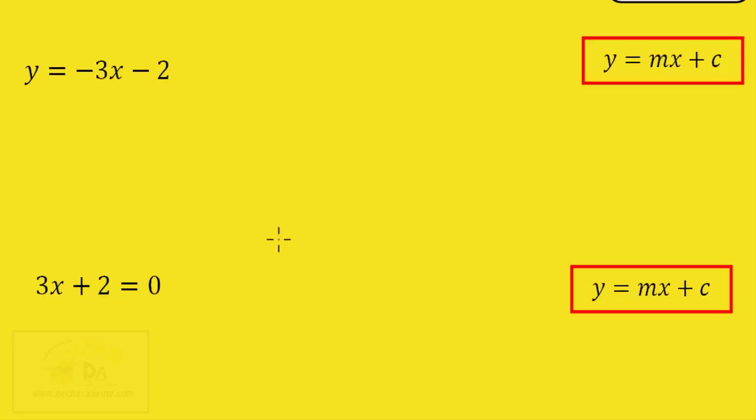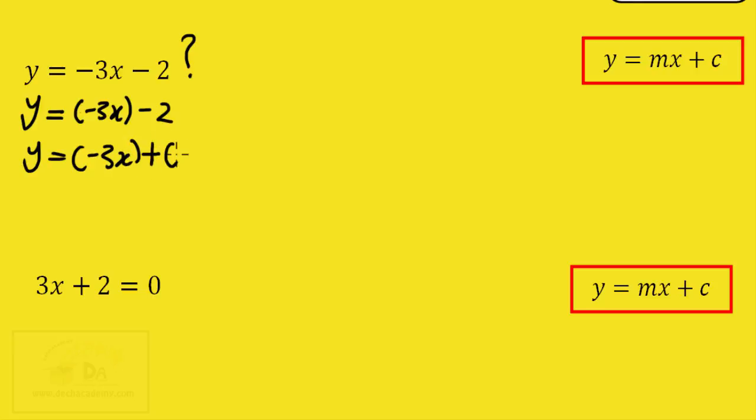Moving on to another example, the equation y equals minus 3x minus 2. Is this a linear equation? Is this an equation of the form y equals mx plus c? Well, minus 3x minus 2 is what we have here. We can rewrite this as minus 3x plus minus 2. Why? Because we are trying to make the forms match, so we want to have a plus sign as well, and you know that plus times minus is minus, so this essentially is the same as y equals minus 3x minus 2.